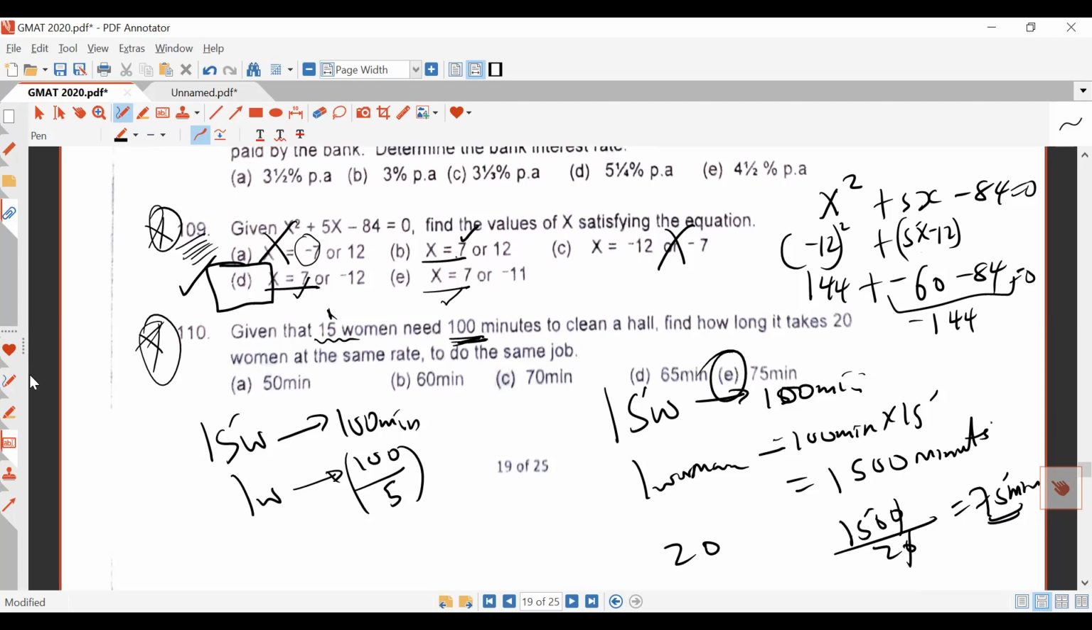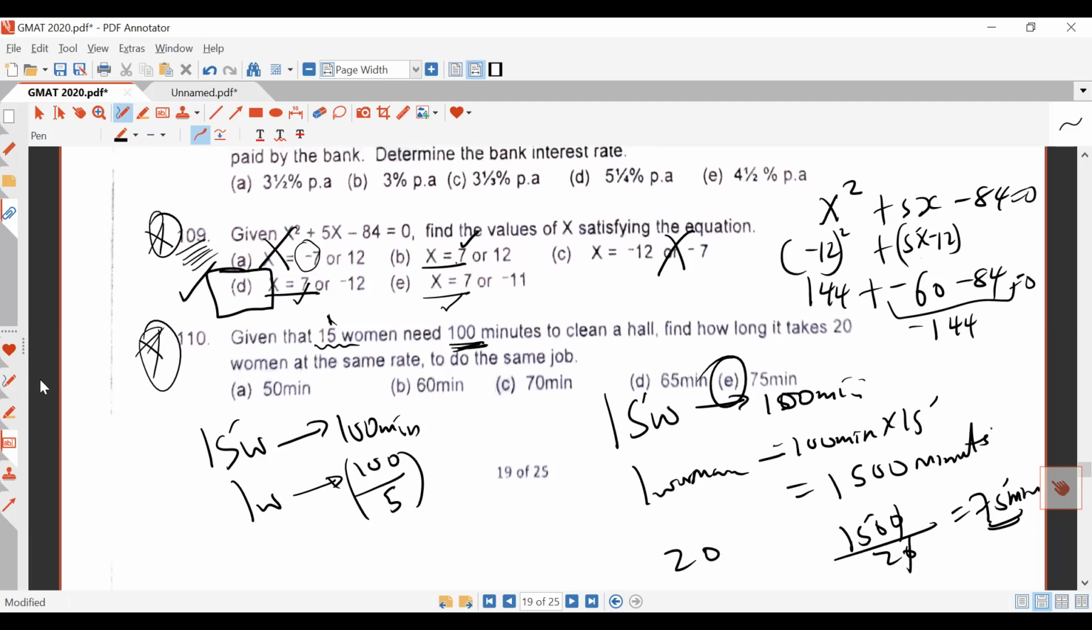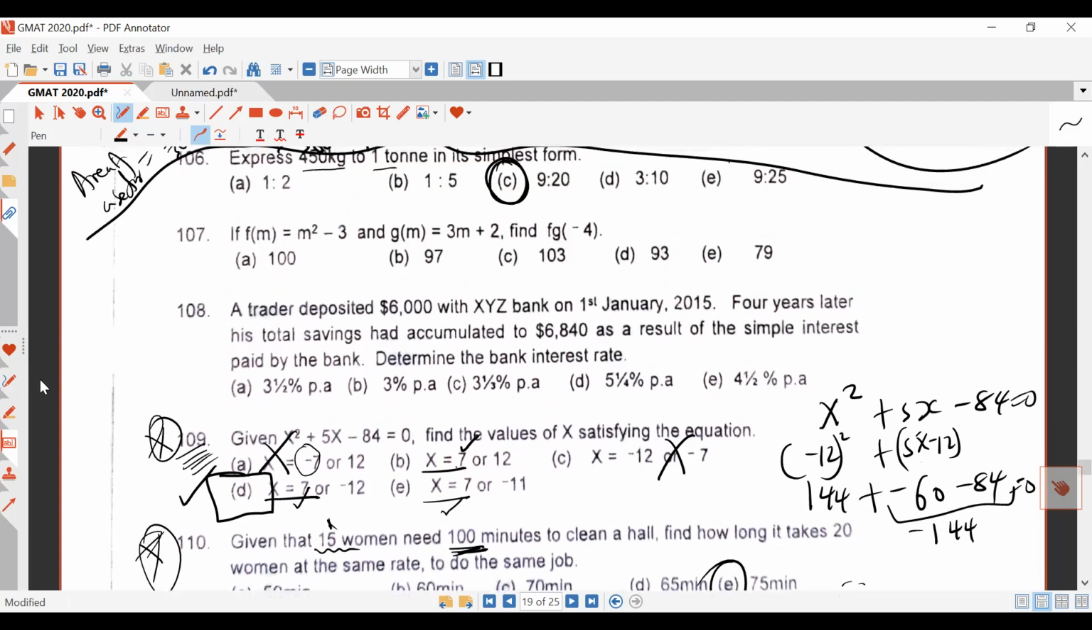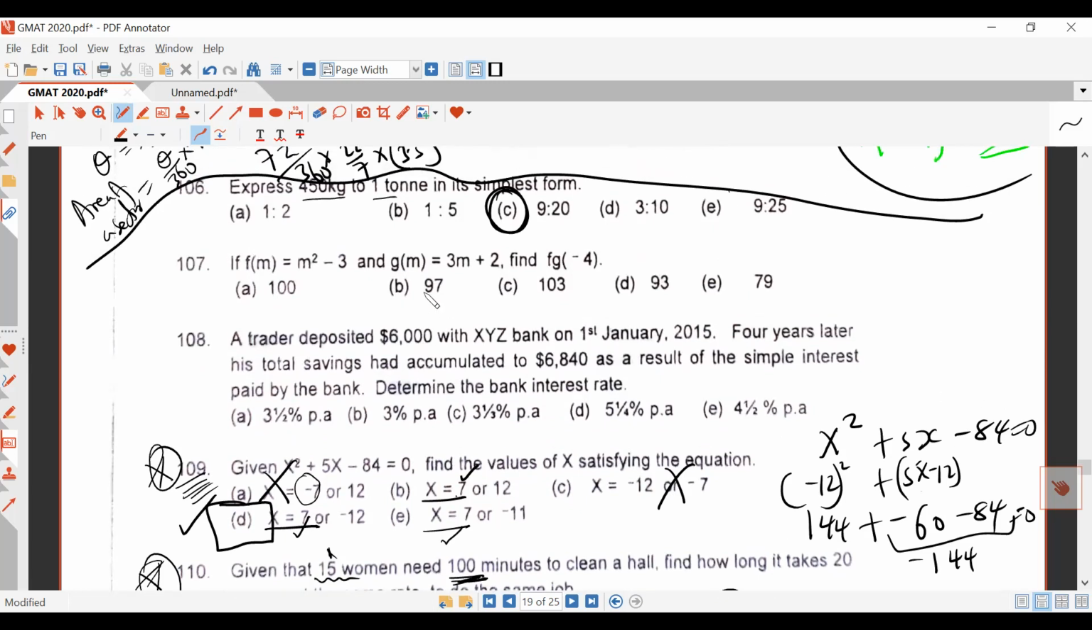But before you conclude, there's also this other topic here. Functions.